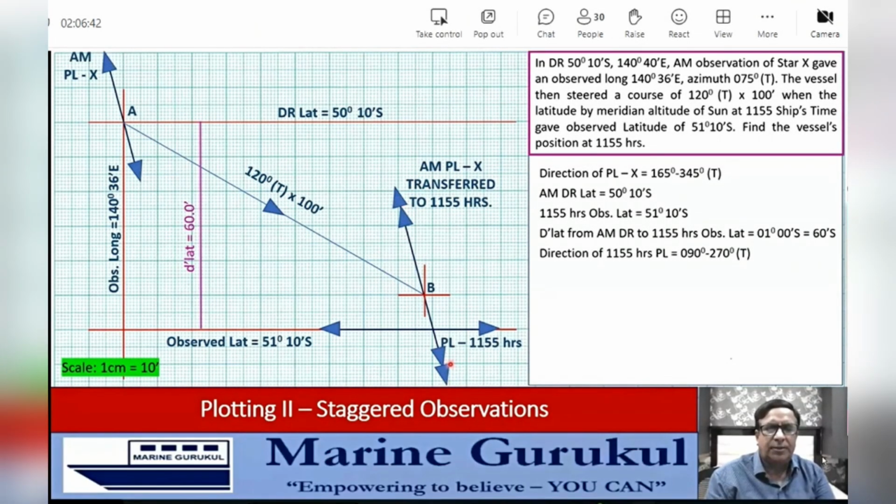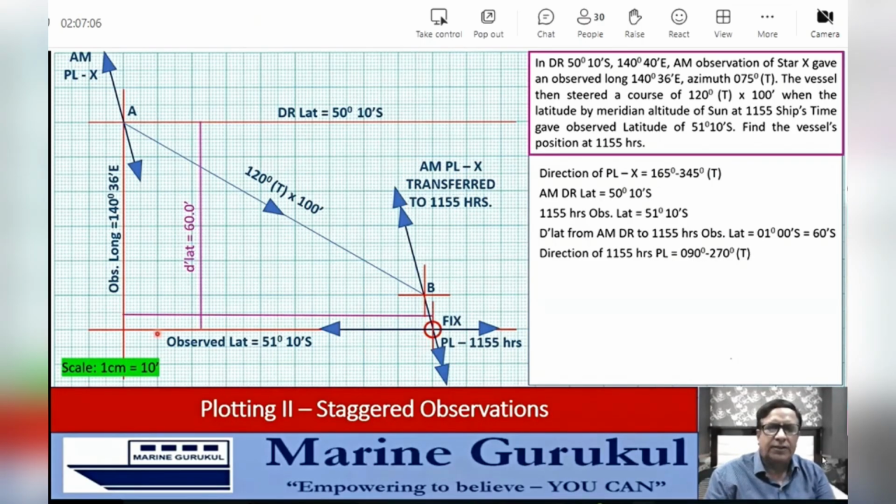Transferred PLs are represented by two arrows at each end. Celestial PLs are represented by a single arrow at their ends. Once they are transferred, then they are represented by two arrows. So this transferred PL is for 1155. The second observed PL is for 1155. Needless to say, where they intersect, this becomes the fix of the vessel at 1155.